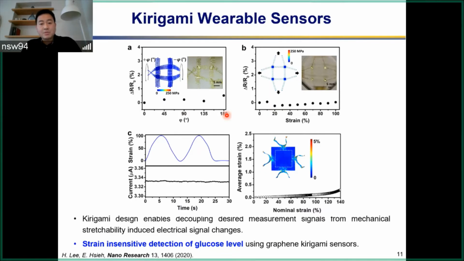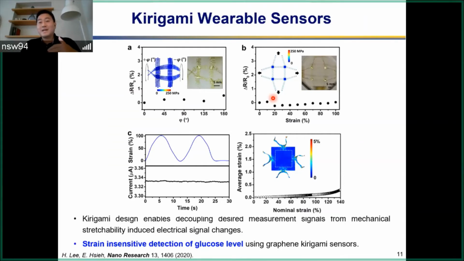You can use the computation to show that this structure takes a lot of stress in the bridge component, whereas the island itself is under very small strain. That helps us understand the specific feature, which is strain insensitivity, or the decoupling of mechanical features from electrical functionality.